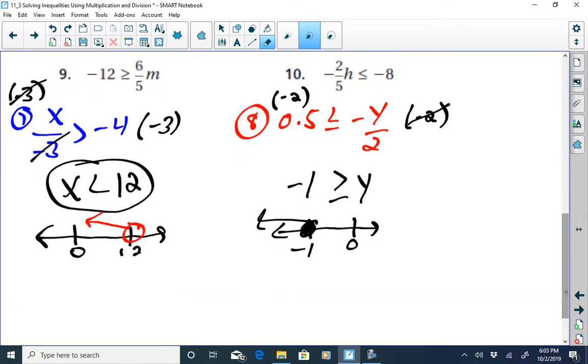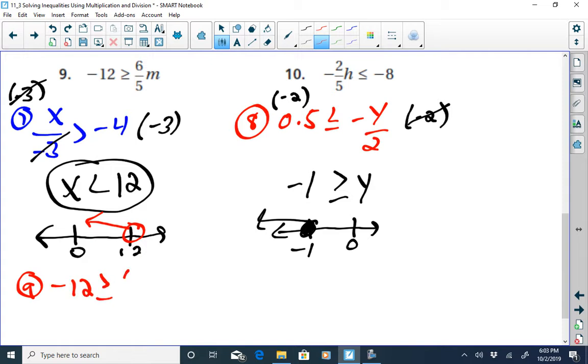All right, let's recopy 9 over here. Question number 9. We have -12 greater than or equal to 6/5 m.